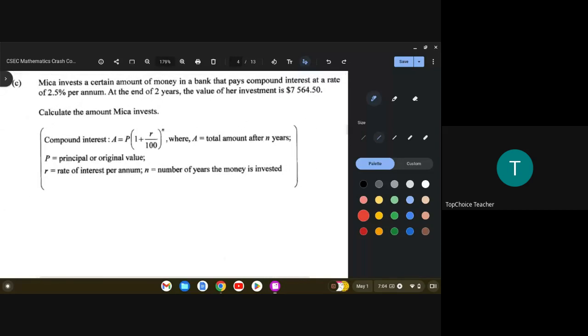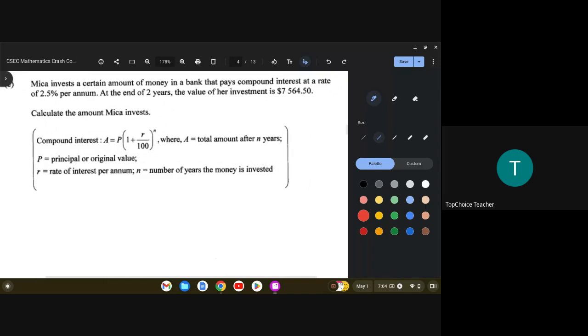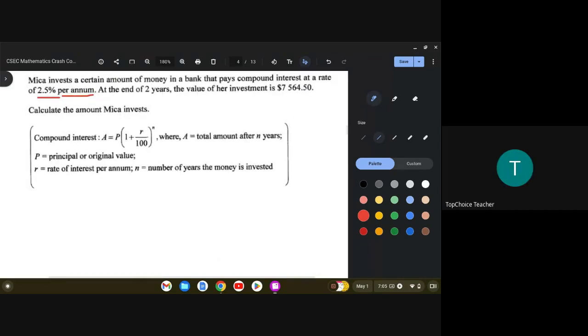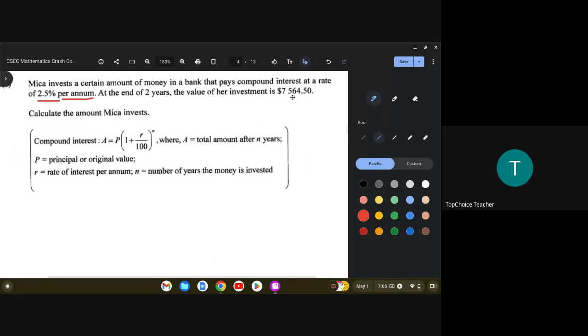So Mika invests a certain amount of money in a bank that pays compound interest at a rate of 2.5% per annum. What does per annum mean? Per year. Very good. Now, at the end of 2 years, the value of her investment was $7,564. So they didn't tell us the amount of money she invested, which would be the principal, but we know the total amount she ended up with. Calculate the amount she invests. So what they want us to find is the principal, the original value, which is the amount she invested.